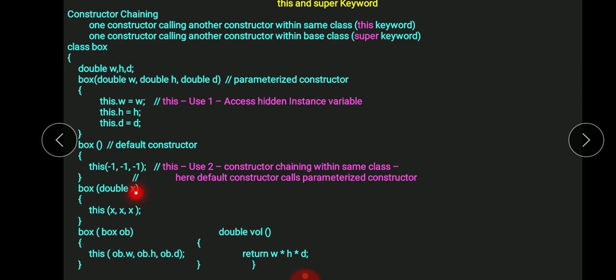This is an example where both the uses of this keyword are illustrated. I have declared a class Box and there are three instance variables, and I have defined a parameterized constructor Box which is taking three parameters, which have the same name as the instance members.